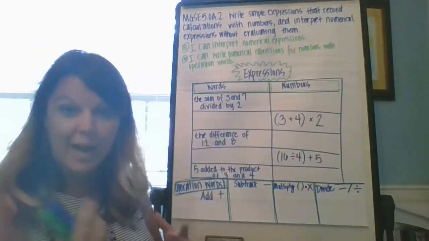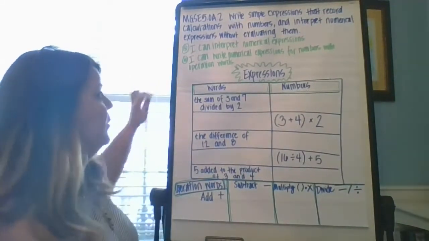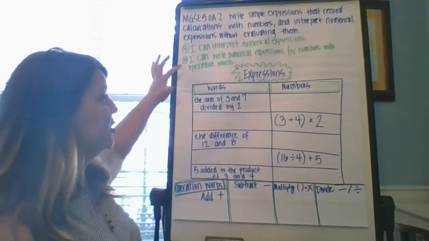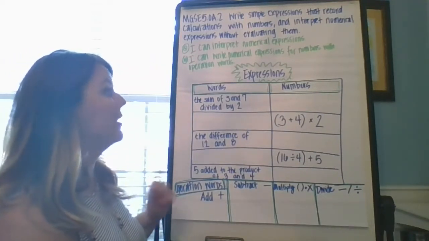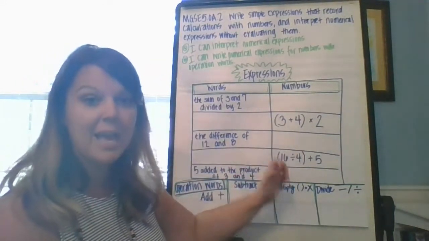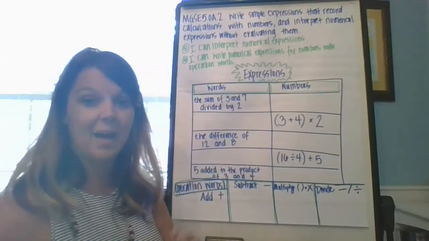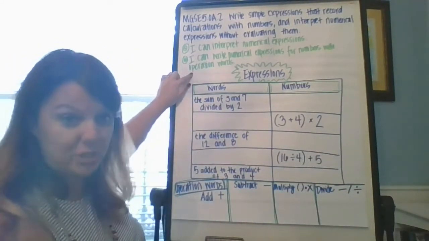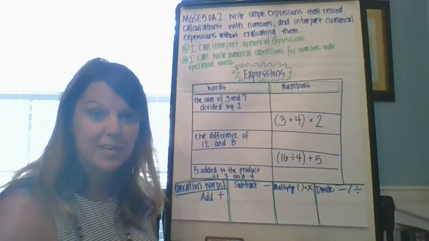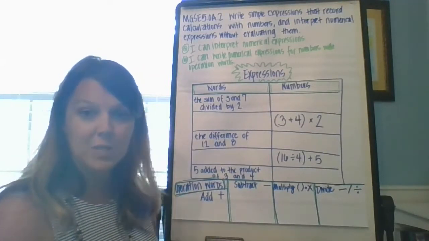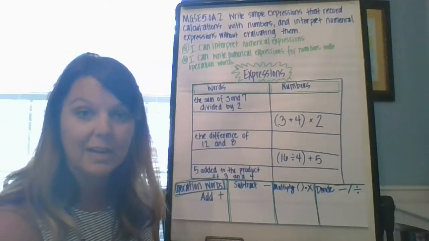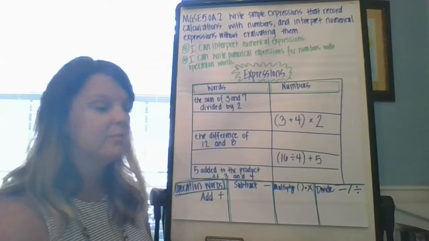So we have two I can statements because basically two things we need to do. Number one is that we can interpret numerical expressions. And number two, that we can write numerical expressions for numbers with operation words. So we need to be able to go from words to numbers and back from numbers to words. Now, there is a key here, operation words, that I've added to the bottom of our chart because in order to be successful with this, we need to understand what those operation words are. So I'm going to add these to our anchor chart, and you can reference them later if you need. They will also be in your notes for this week.